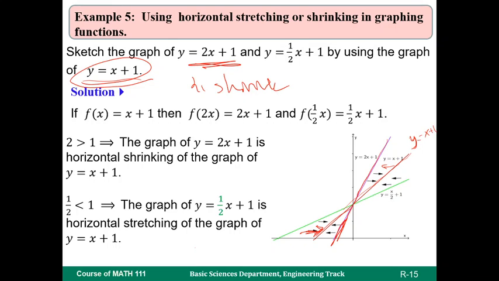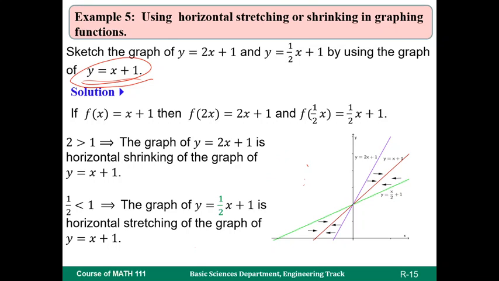And now we will use the horizontal stretch on this one. If you stretch it, it will go this way, so you will get this type of line. In horizontal stretch or shrinking, sometimes it's hard to see things. If you want to be precise, it's better to make the table and see them.